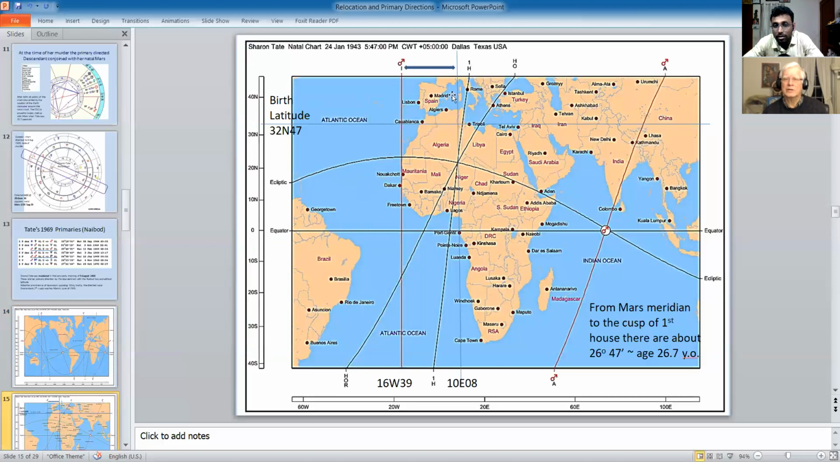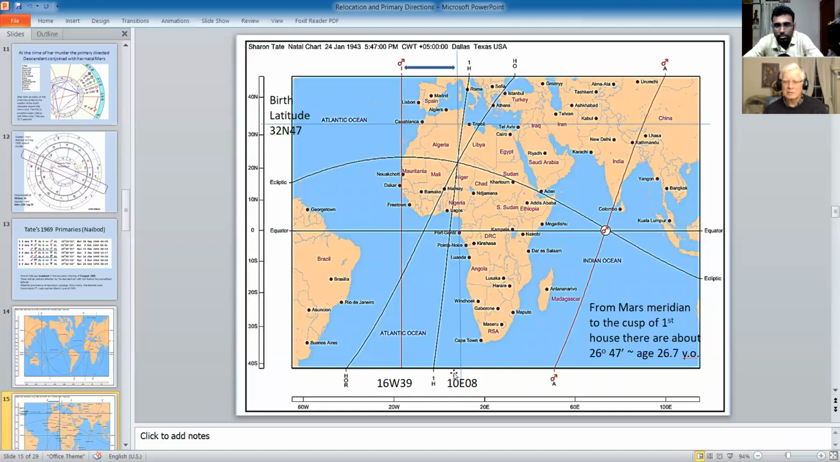And I do a vertical line down through her ascendant, and measuring it in the software, I got about 10 east. 10 east of Greenwich. And then Mars, the meridian that goes through the body of Mars, goes to the tip of Africa, was about 16 and a half west.